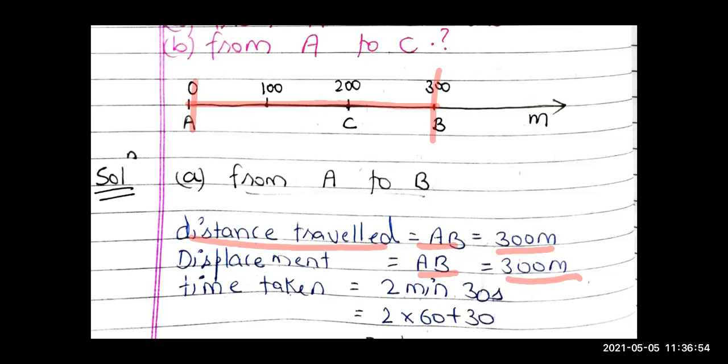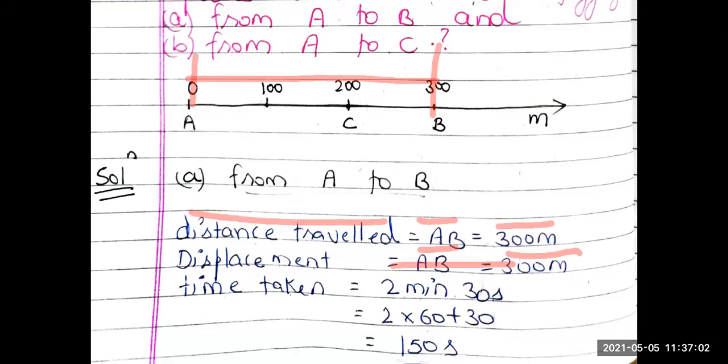What is the total time? We know that Joseph is jogging from point A to B and he took 2 minutes and 30 seconds. 2 minutes and 30 seconds means 150 seconds. So time is 150 seconds. Let's calculate the value of average speed and average velocity. Let's move towards the next slide.